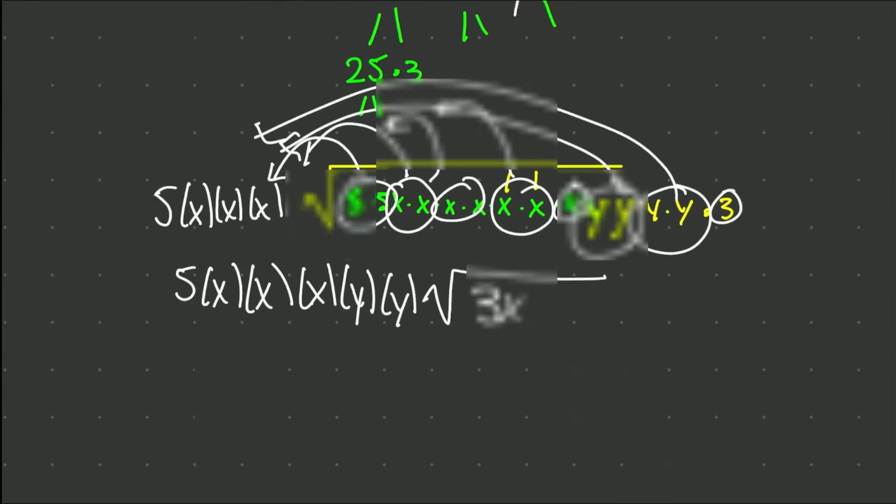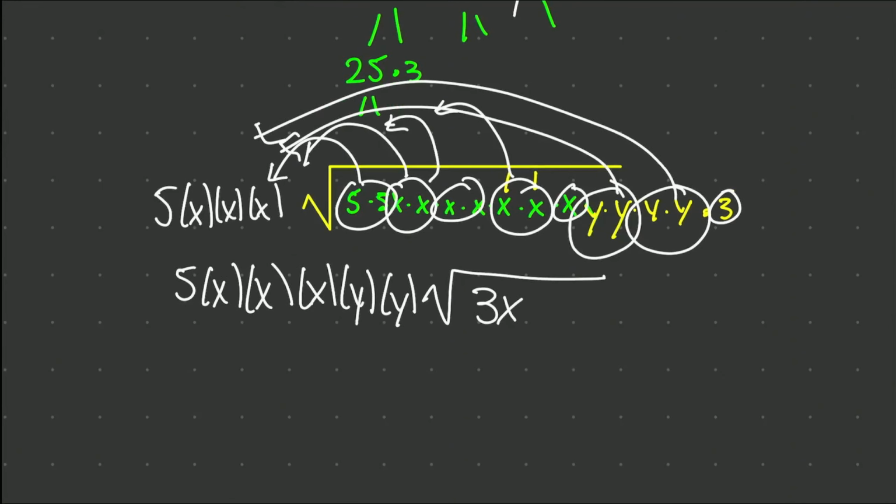Now we can actually simplify our coefficient. So 5 times x is 5x. 5x times x is going to be 5x squared. 5x squared times y is 5x squared y. 5x squared y times y gives us 5x squared y squared.